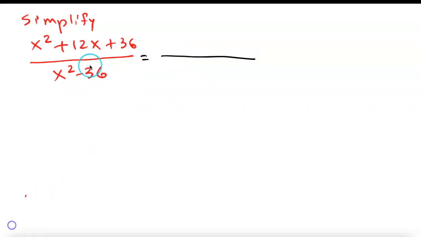On the top, I have a trinomial. That trinomial is going to break into 2. x squared is x and x. Two numbers that you multiply and you get 36, but when you add, you get 12. 3 times 12, 9 times 4, 6 times 6, here we go. 6 times 6 is 36, 6 plus 6 is 12.